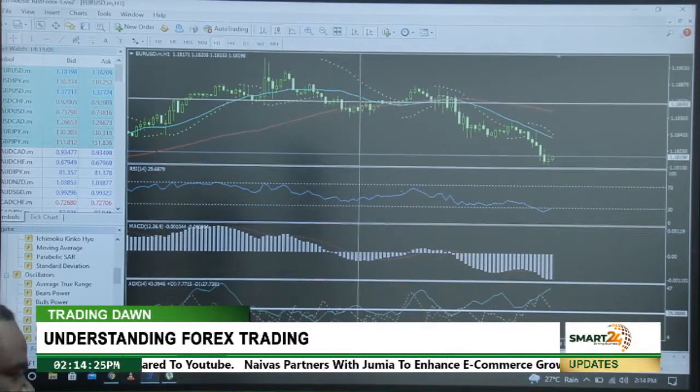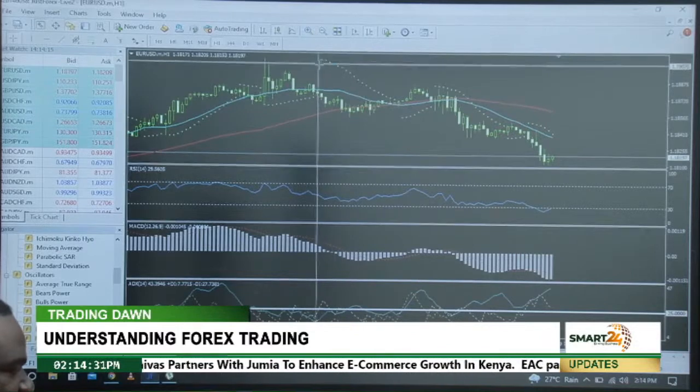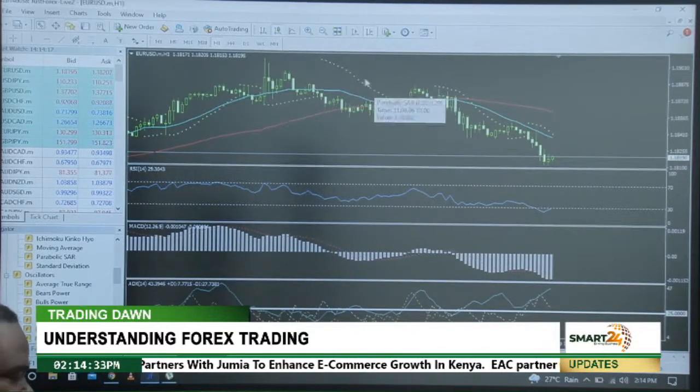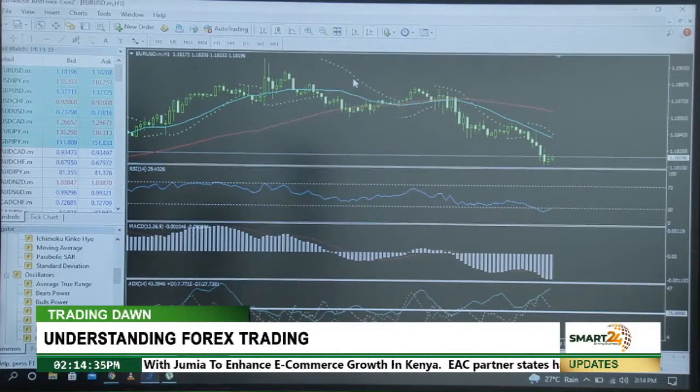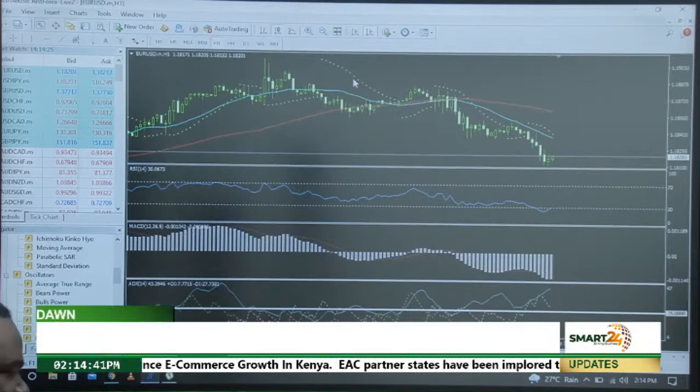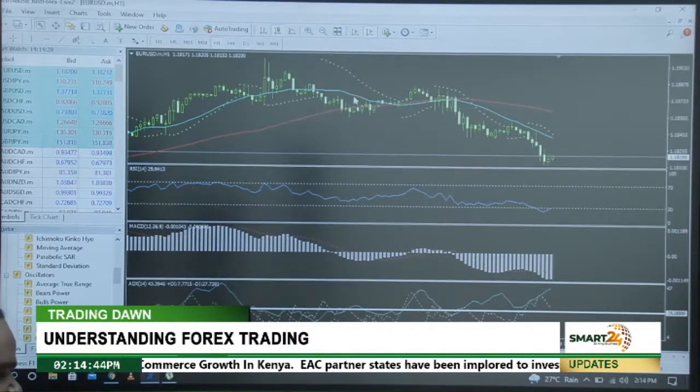So the moving averages were still bullish, but then the parabolic was above price. That was an indicator of the reversal. For the parabolic SAR, it was above the price, and that was an indicator of the reversal.